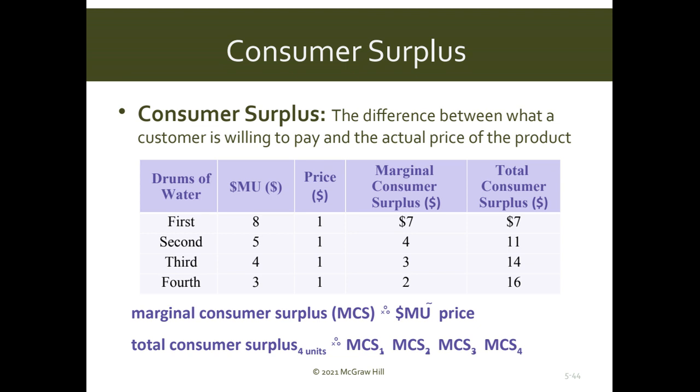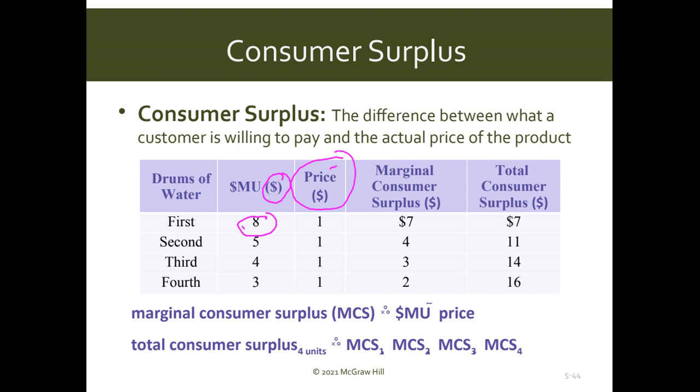So let's say these are soft drinks, Coke, Pepsi, whatever. Or let's stick to the same example, drums of water. So suppose the price of each drum of water is $1 each. Now I'm converting into dollars, suppose the marginal utility in terms of dollars is 8.